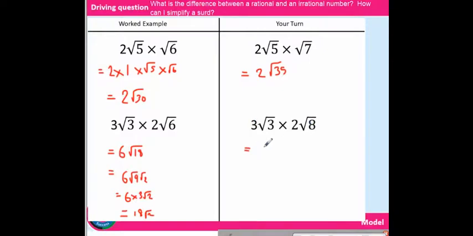3 multiplied by 2 is 6. Root 3 multiplied by root 8 is root 24. Does that simplify? 4 goes into 24 and that's a square number, so we can do 6 root 4 root 6, which is the same as 6 multiplied by 2 root 6, which is the same as 12 root 6.